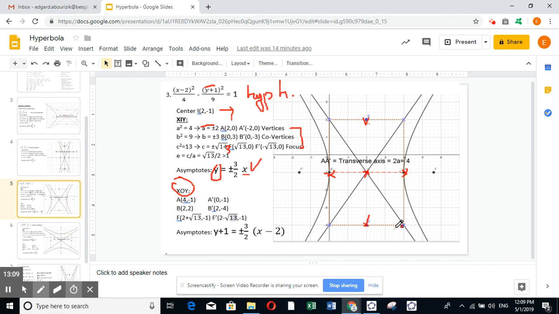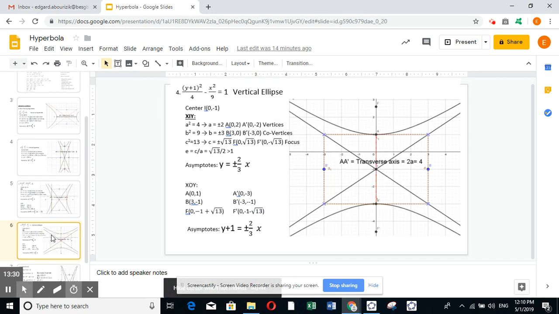So I do the rectangle, I take the corners, I join them, I have the asymptote. Because it's horizontal, I graph its asymptote. If you go to infinity here, it will become near the line, but it will not touch it. Because horizontal, the transverse axis is parallel to the x-axis, equal to 2a, which is 4.